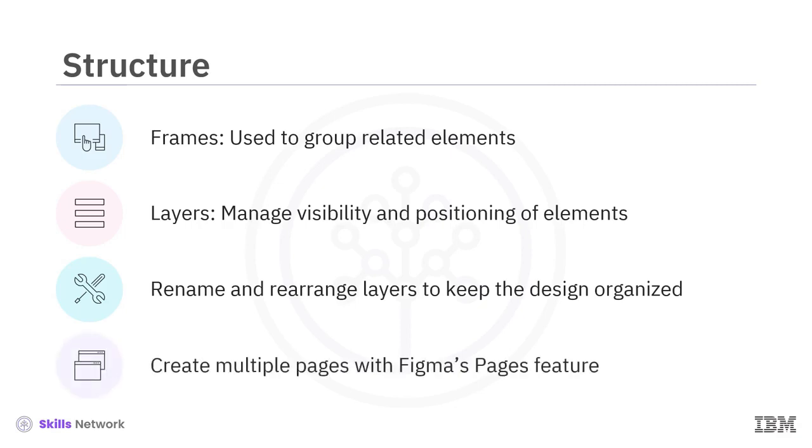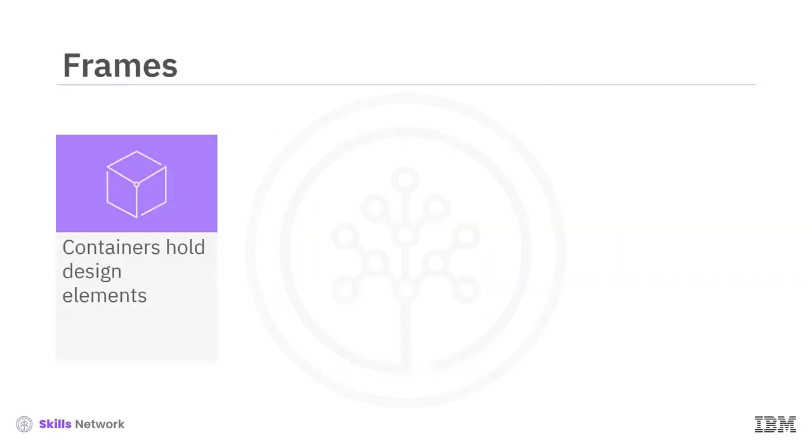Figma offers a Pages feature. It creates multiple pages within a single file to organize the design. Frames are containers that hold design elements like shapes, text, and images. You use frames to define the boundaries of a design. Resize and position frames on the canvas using handles or numeric inputs and adjust their size and position independently from their contents. Each frame has its own properties, including position, size, and background color.